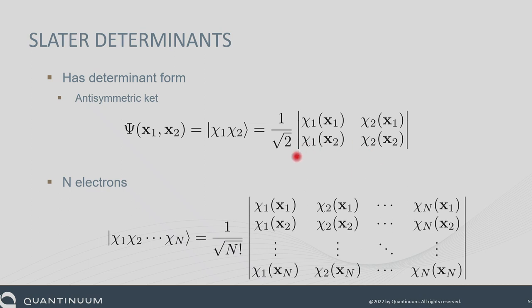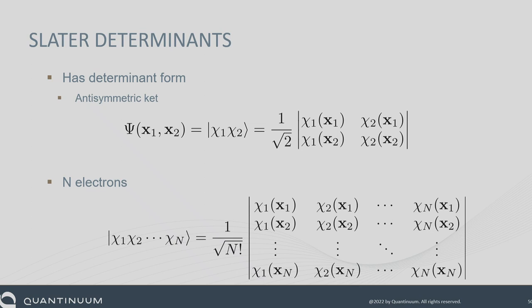And then we represent it compactly as this ket. So the ket contains the antisymmetry here. Now this generalizes to n electrons, or n spin orbitals, and it has all the same properties. So as you know with determinants, if you move columns and rows, you'll flip the signs, things like that.